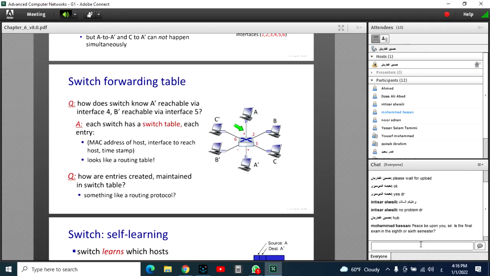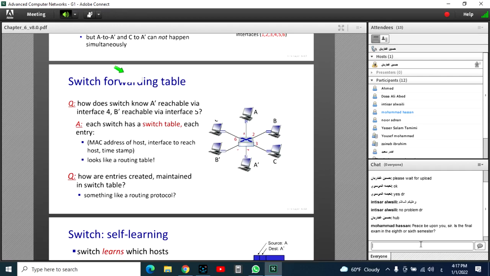We talked about self-learning. But what is self-learning? As I said, self-learning is a mechanism by which a switch learns about destinations. But how does it work? Firstly, we should talk about a switch forwarding table.